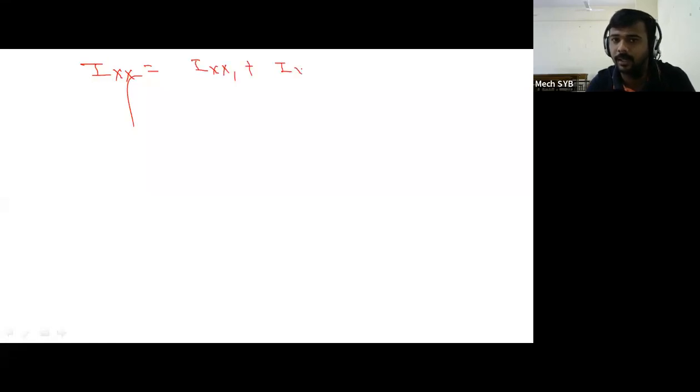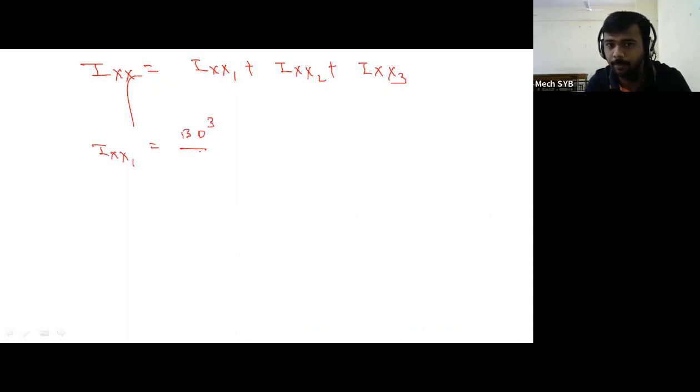Okay, so y bar is calculated. Now Ixx. So Ixx is equal to Ixx1 plus Ixx2 plus Ixx3. मग Ixx1, Ixx2 आणि Ixx3 कसे काढायचे? तर त्याच्यासाठी परत तीन फॉर्म्युले आहेत बघा. Ixx1 is equal to BD cube by 12 plus A1 in bracket y bar minus y1 bracket square.